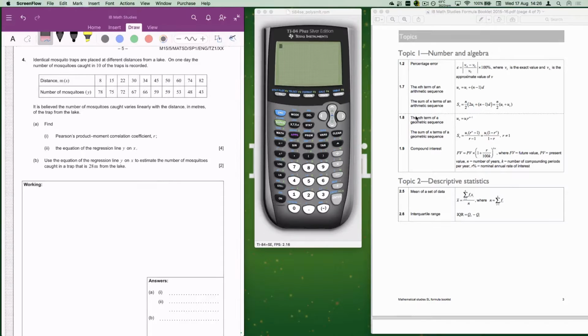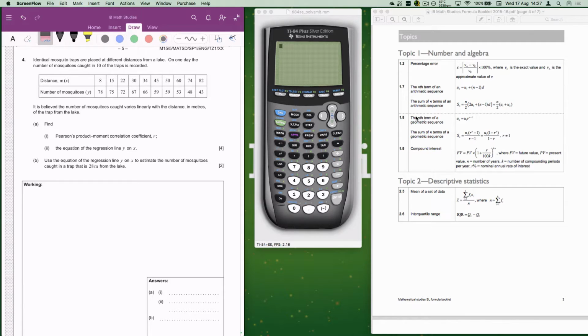So, question 4. We're given a table of data, and this table has distances from a lake and the number of mosquitoes caught in the trap at that distance from the lake. It's believed that the number of mosquitoes caught varies linearly with the distance in meters of the trap from the lake, and we're told to find a few things. First of all, we have to find Pearson's product moment correlation coefficient, and then the equation of the regression line of y on x.